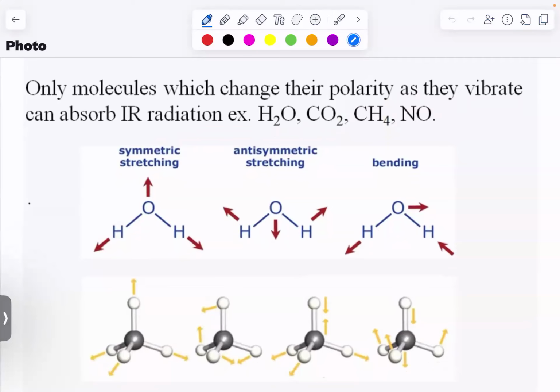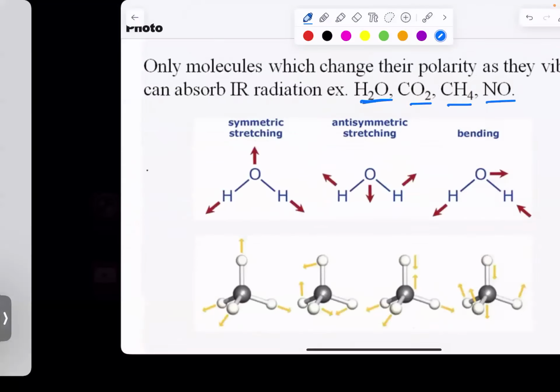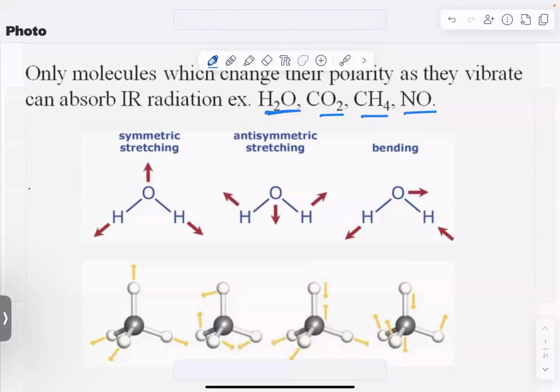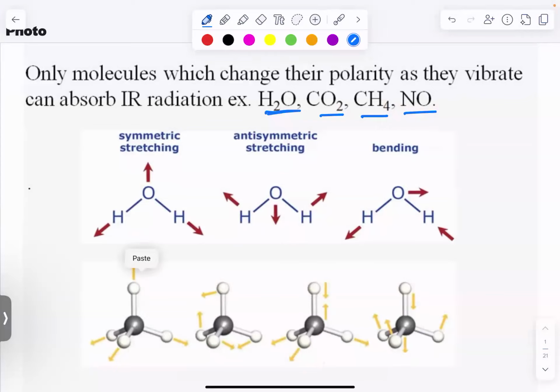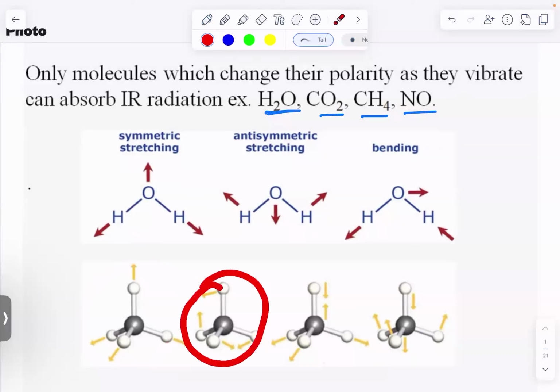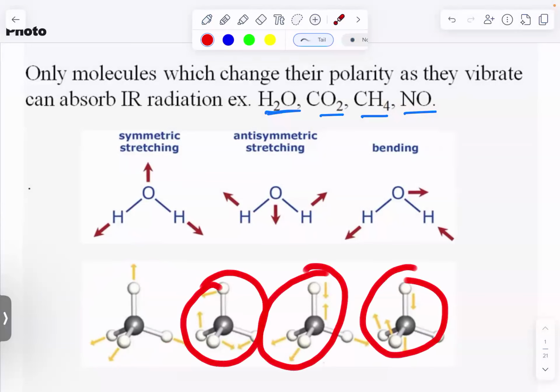All right. So only molecules which change their polarity as they vibrate can absorb IR radiation. Example: water, carbon dioxide, methane, and NO. As I have already shown you the stretching and bending, I'm not going to go into the details. However, I have shown you the compounds downward. Can you see this? This is methane, yeah? So the stretching and bending has been shown, right?